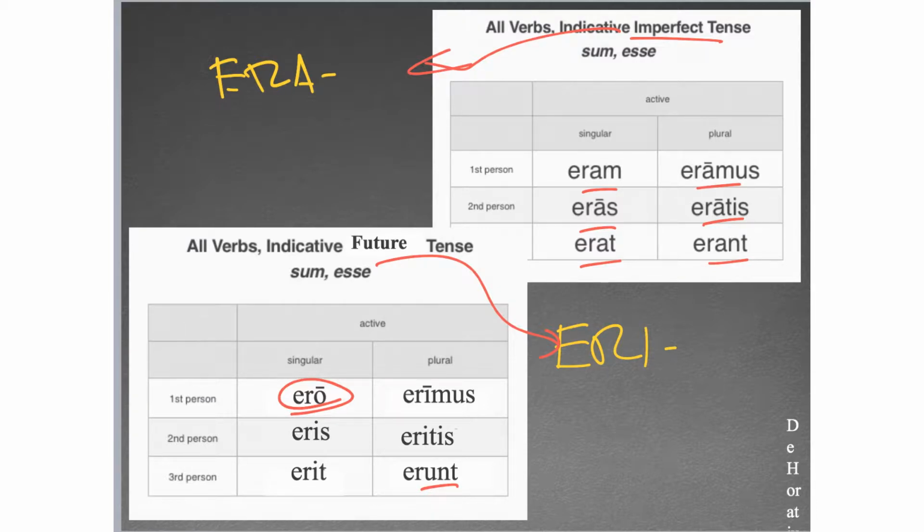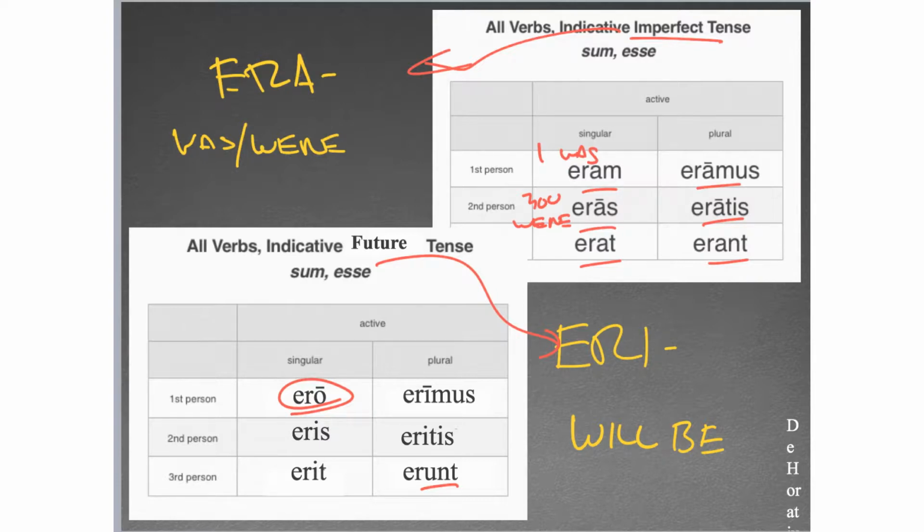The imperfect is going to be translated was or were. So eram, I was, and was or were, of course, is dependent on the English. Eras, you were. Erat, he, she, it was. Eramus, we were. Eratis, you all were. Erant, they were. Future is just going to be translated will be. So I will be, you will be, he, she, it will be, we will be, you all will be, they will be.